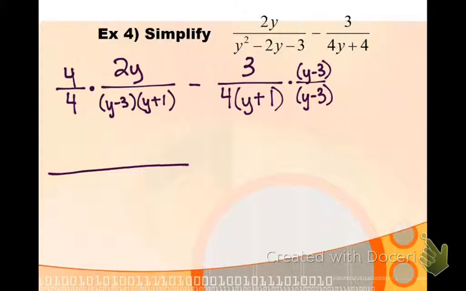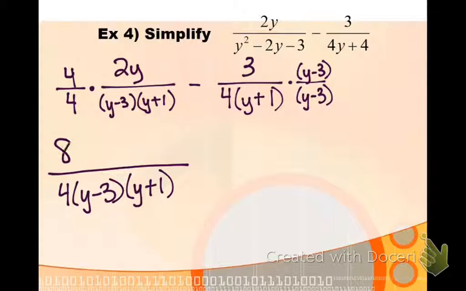All right, on my next step, I'm going to write it with the common denominator, 4 times y minus 3 times y plus 1. Okay, my first numerator, what does it become? 8y. This is a subtraction problem, so I'm going to put a minus sign and then parentheses to help remind myself that on my next step, my signs are going to have to change.